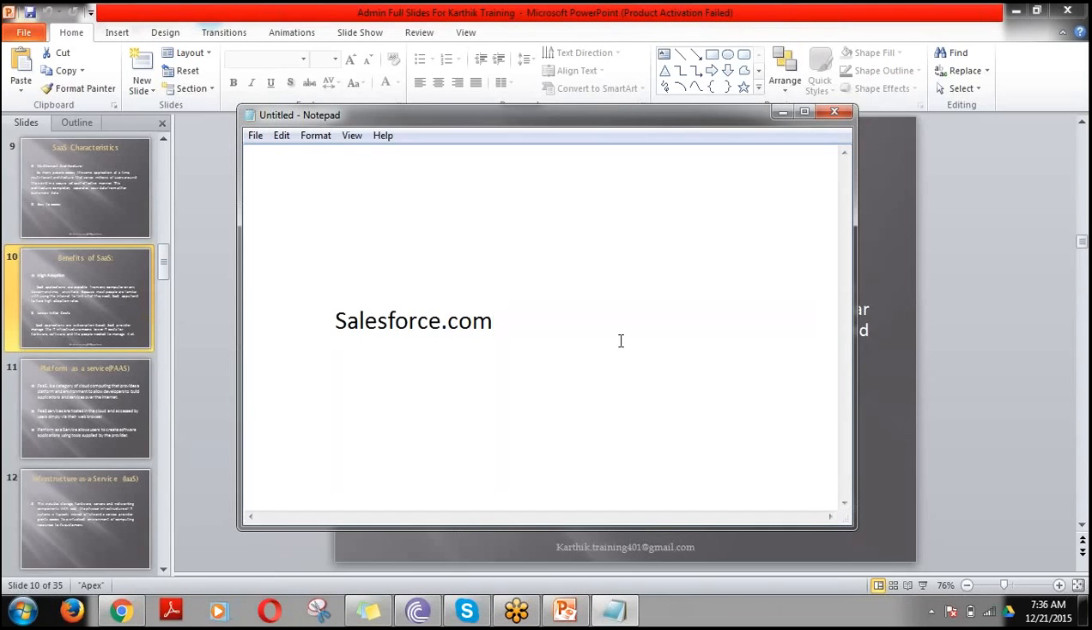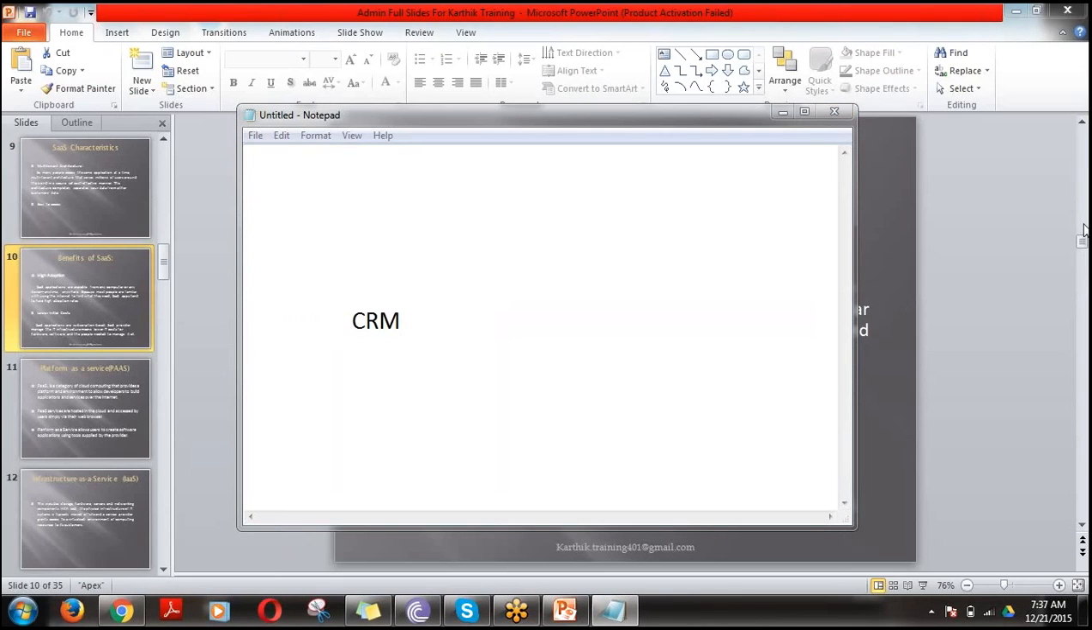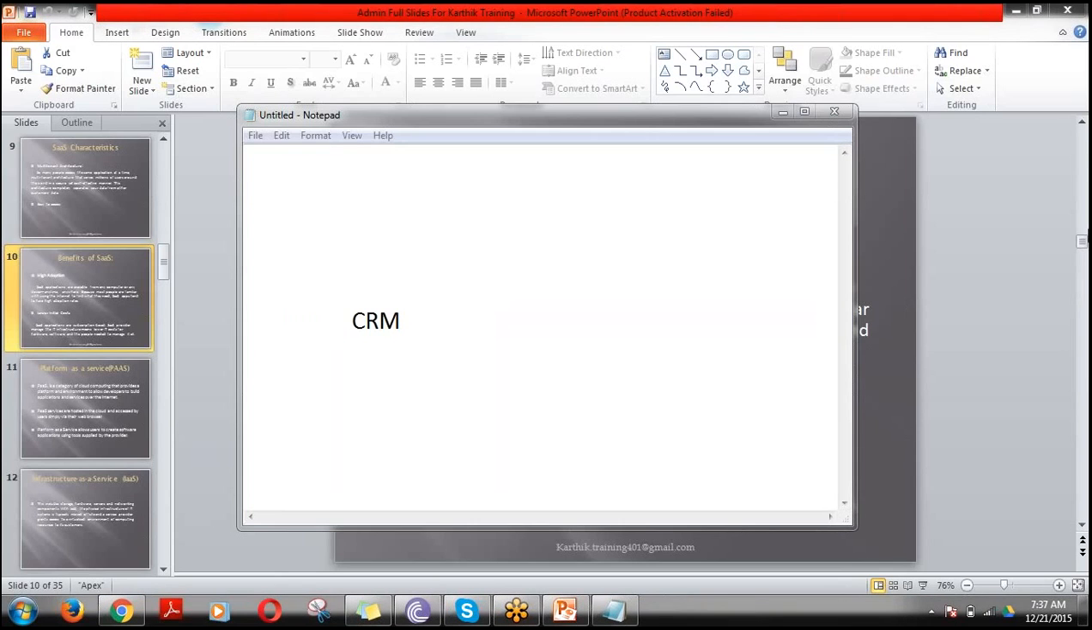Now, in today's class we are going to discuss the CRM. So guys, do you have any idea on the CRM? What is meant by CRM and why do we need the CRM? Any idea? Customer relation management. Excellent. So the CRM stands for Customer Relation Management. In order to develop a stronger relation with the customers, we will use the CRM.